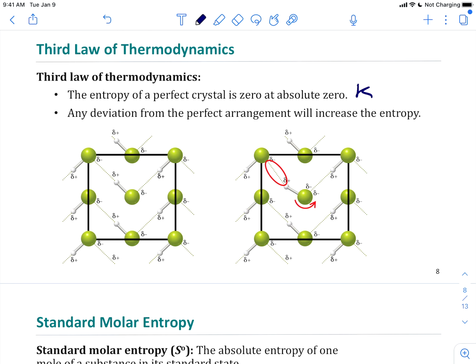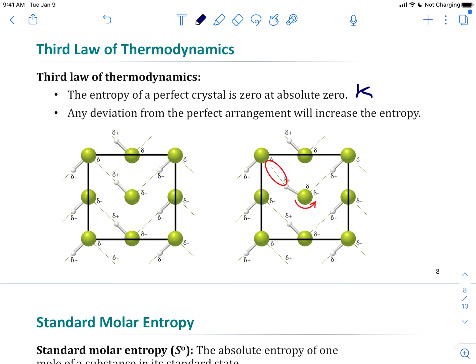And the most ordered thing you can think of is a perfect crystal, which means there's no mistakes in the crystal. There's no substitution of ions, which changes the structure. There's no disruption in the bonding. These things don't exist. This has 0 entropy at 0 K because there's no motion at all.